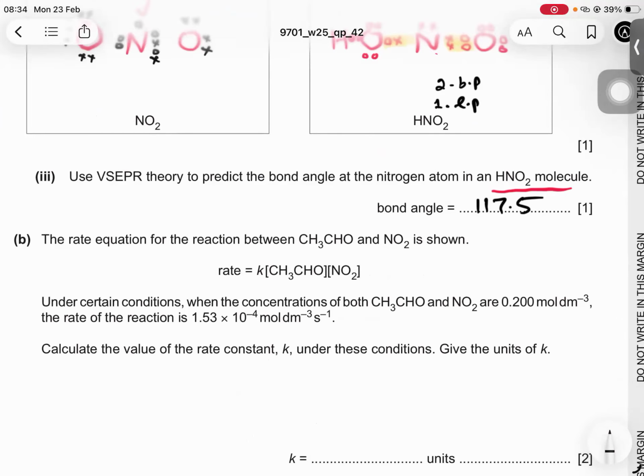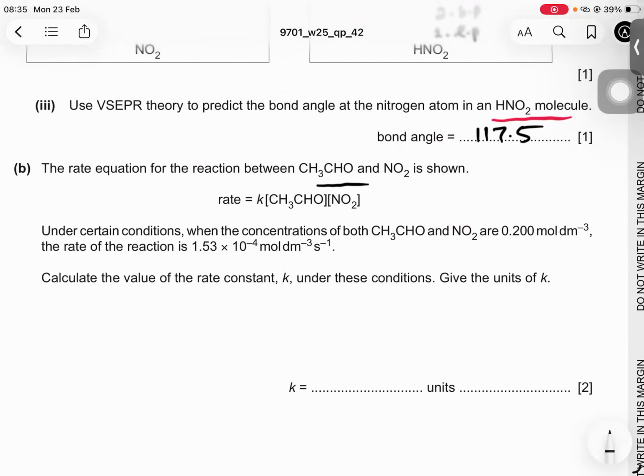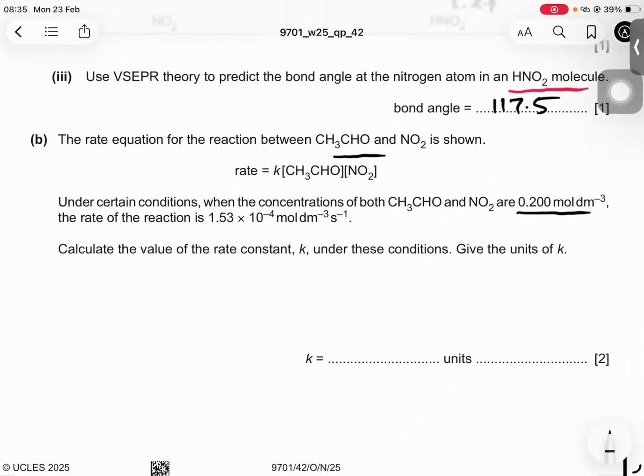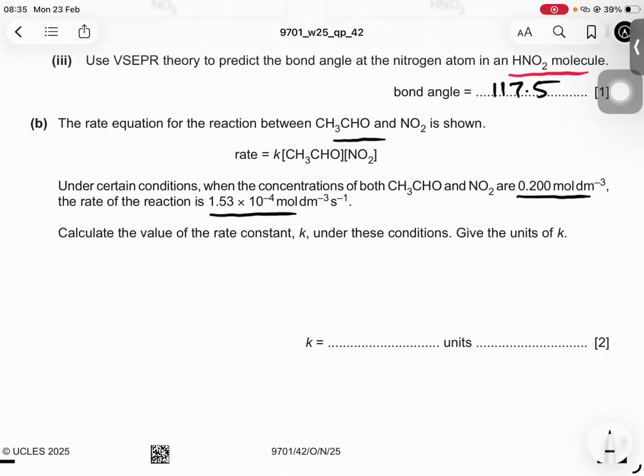The rate of reaction for the reaction between CH3CHO and NO2 is shown here. The rate equation is given for this reaction under certain conditions where the concentration of both is 0.2 mole per dm cube, and the rate of the reaction is this. Calculate the value of rate constant K. Everything is given, so it's straightforward. We have the rate equation, we have their concentrations, so let's make K the subject. So K would be equal to rate divided by CH3CHO concentration raised to the power 1 times NO2 concentration raised to the power 1. Both have order 1. So let's put in the values.